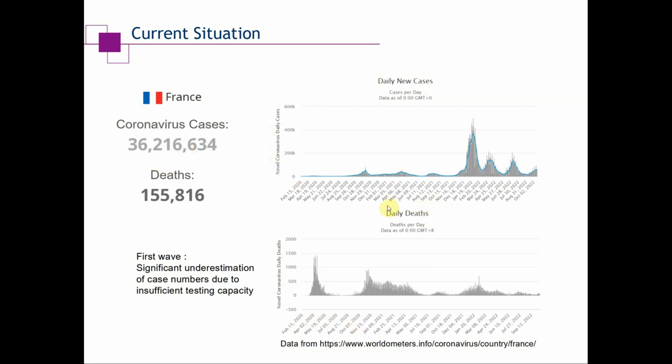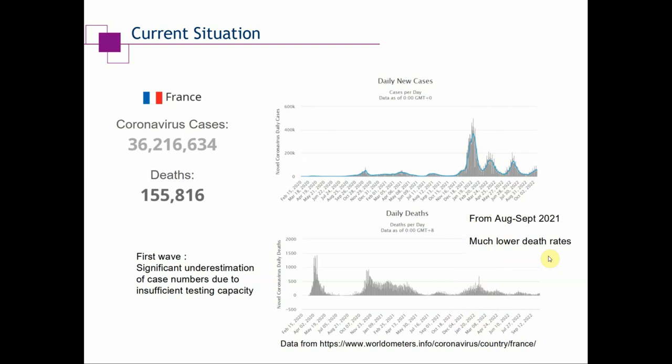Then in the second phase, you've got good testing and still quite a large number of deaths. And then when we get to 2021, 2022, we had these massive peaks of number of infections, but the number of deaths stayed pretty low. So in more recent waves of SARS-CoV-2, the death rates have been much lower.